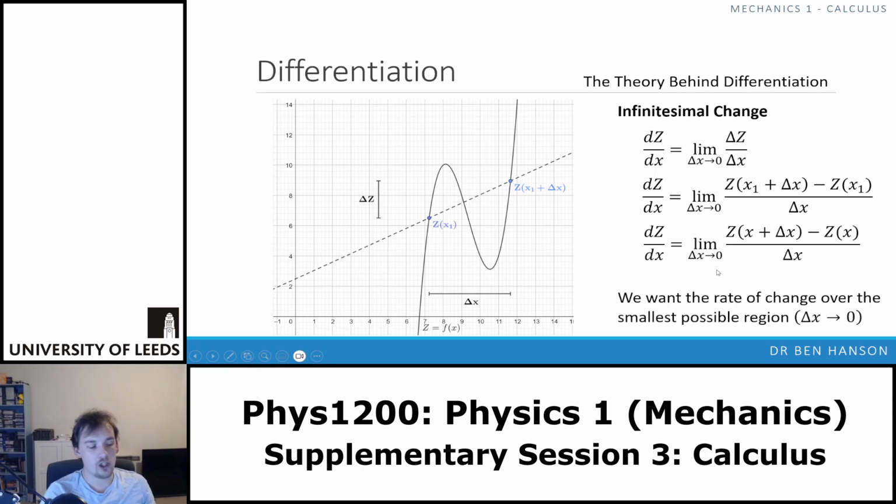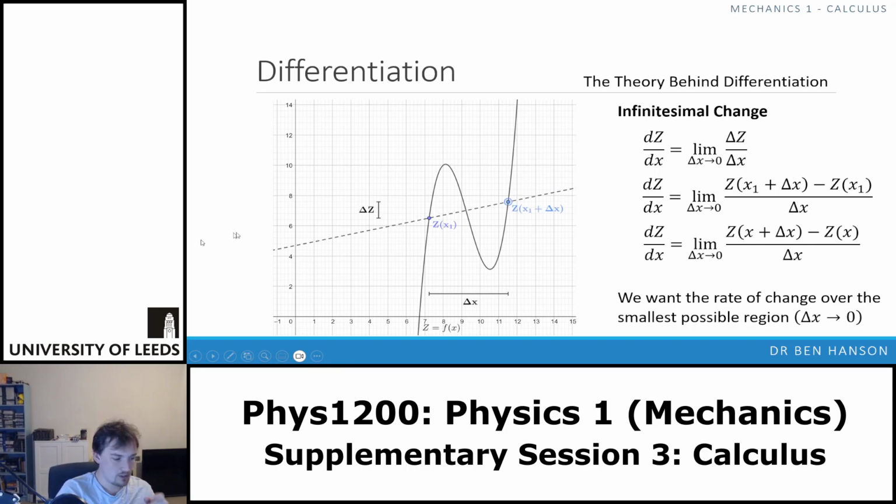And so we want the rate of change over the smallest possible region, right? That's what we're going for. So let's look at what happens if we do that. Delta x is changing. Delta x is now in the other direction.